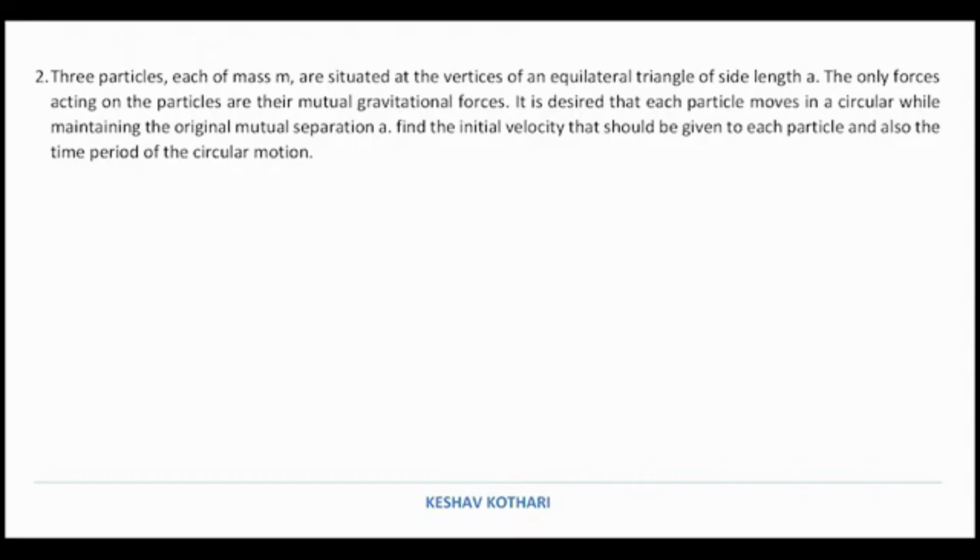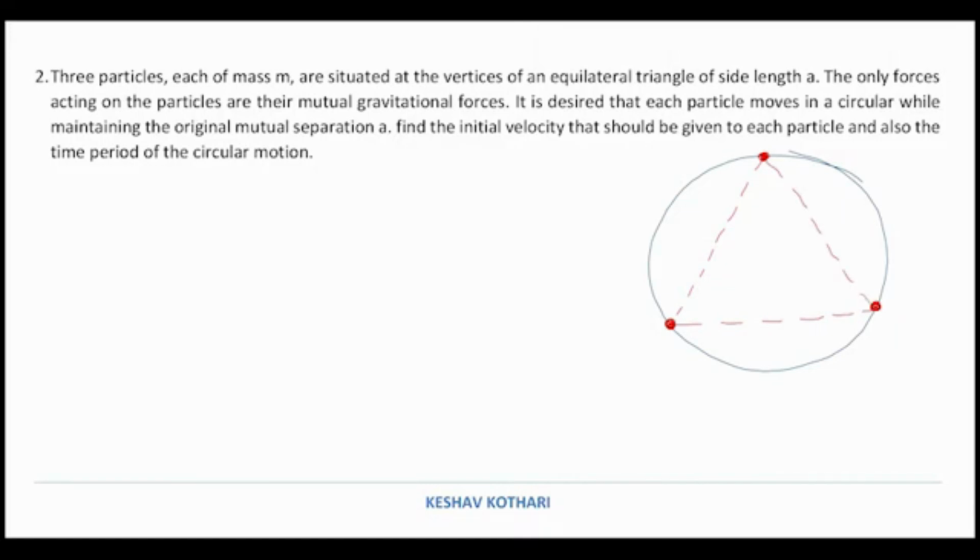So we are considering something like this. The first thing that we need to do is to draw a diagram for this entire setup. So I am considering a circle like this, and the three particles are on the vertices of an equilateral triangle drawn on it. So we have an equilateral triangle drawn here.